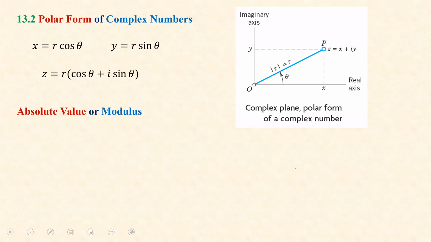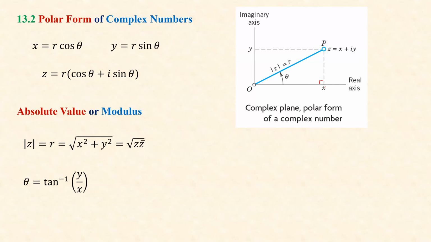And the absolute value or modulus is r, which is the square root of x squared plus y squared, or square root of z z bar, as we said before. And if you want to find theta, you see that in this right triangle, tan of theta is opposite over adjacent, which is y over x. Therefore theta is tan inverse of y over x.